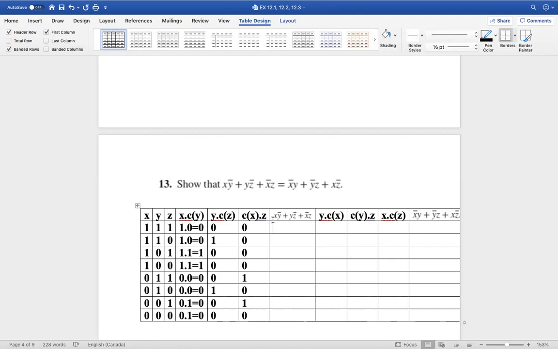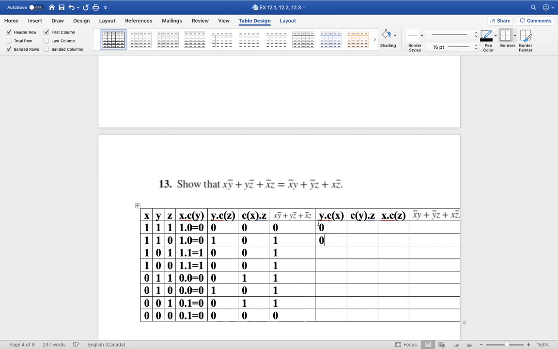So now we have this one here plus this one plus this one. So 0 plus 0 plus 0 is 0. 0 plus 1 plus 1 is 1. So 1 plus 0 plus 0 is 1. 1 plus 0 plus 0 is 1. This is 1. This is 1. This is 1. And this is 0. Okay. Likewise, we will do the same thing here.